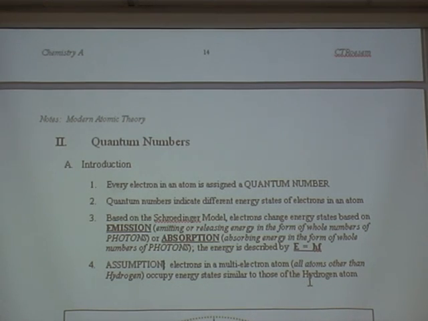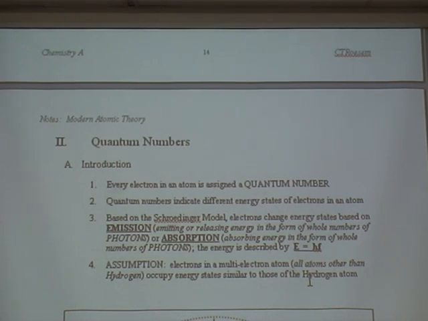Number 2, quantum numbers indicate different energy states of electrons in an atom. So this whole idea of quantum numbers is about energy. Number 3, based on the Schrodinger model, electrons change energy states based on emission, which is emitting or releasing energy in the form of whole numbers of photons, or absorption, absorbing energy in the form of whole numbers of photons. And that's where we did the emission spectrum lab.